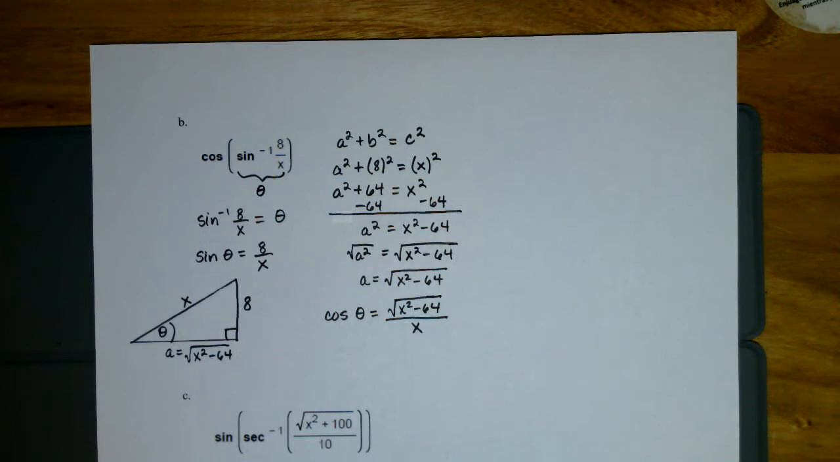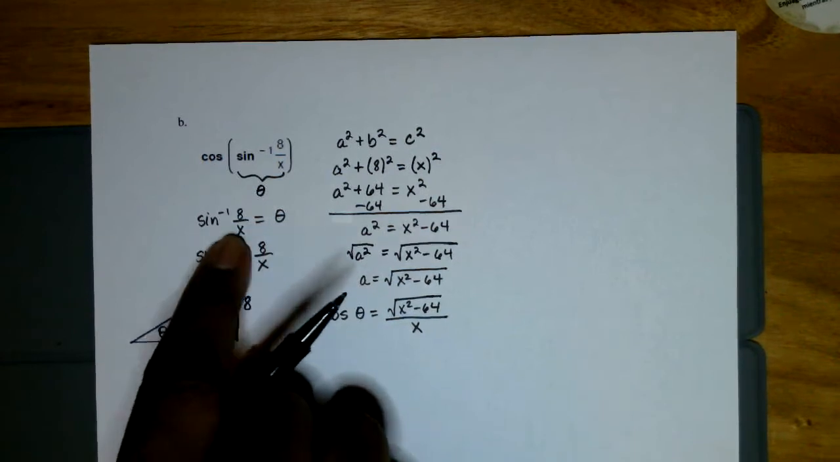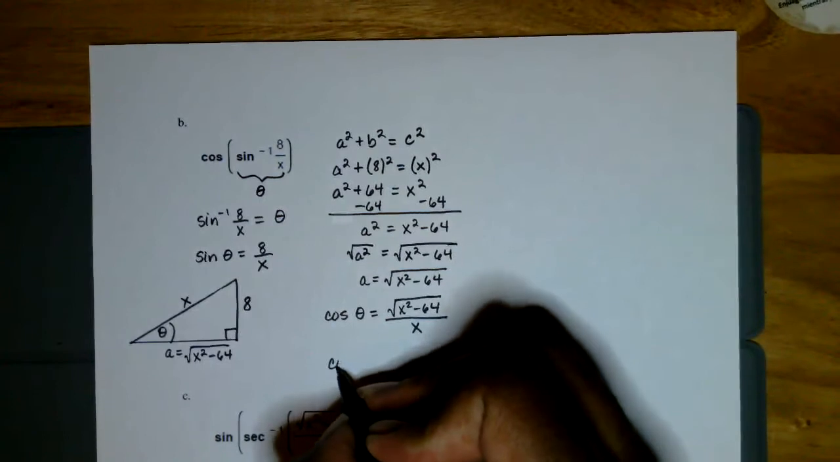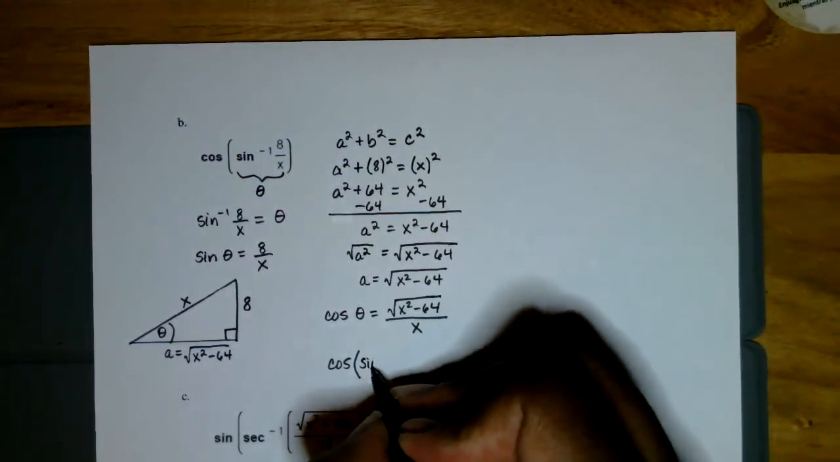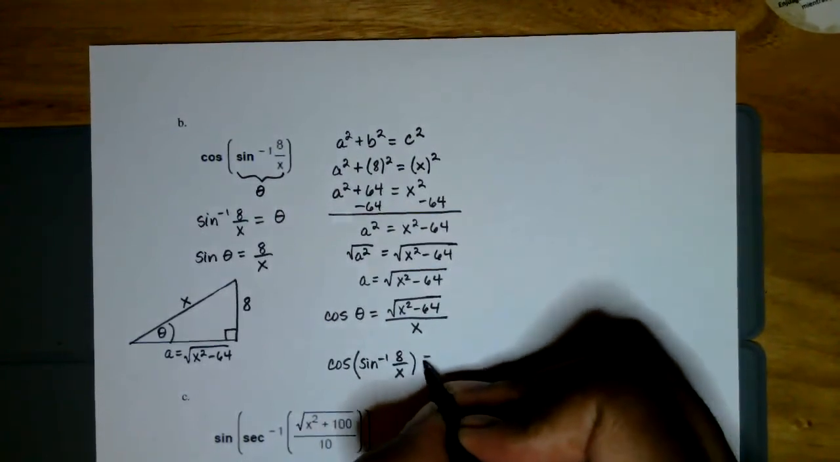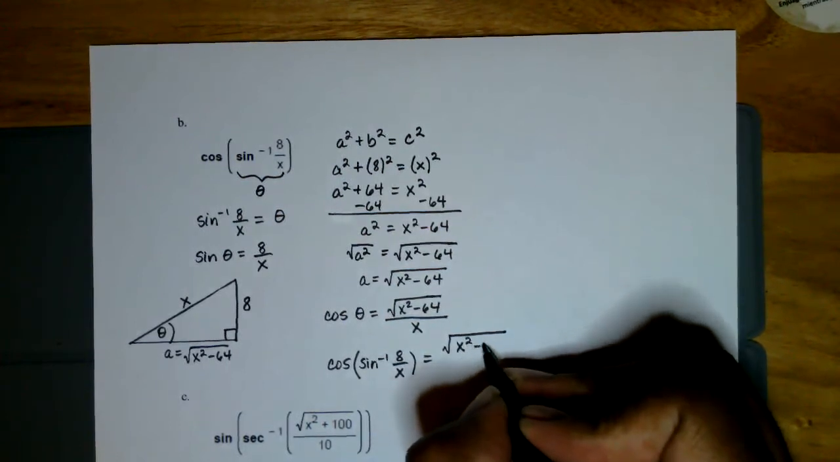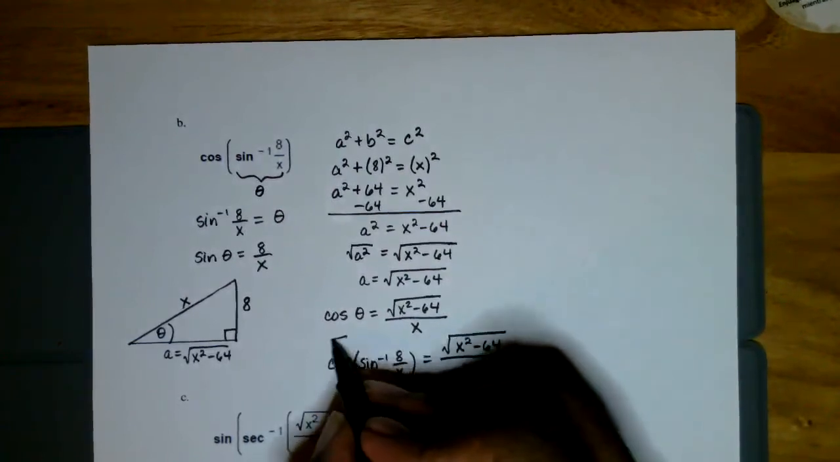And finally, we'll go ahead and substitute theta with the inverse sine of 8 over x. So our final answer will be cosine of the inverse sine of 8 over x would be equal to the square root of x squared minus 64 all over x.